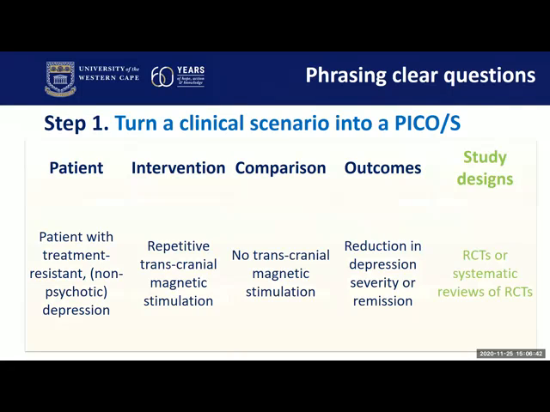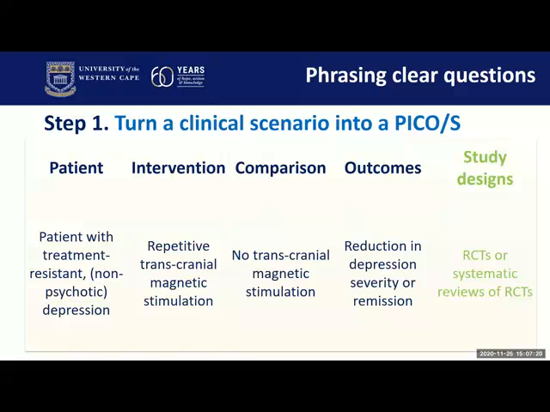Now, we've had the clinical scenario. We know it's a patient with treatment-resistant non-psychotic depression. The intervention, the new thing that you're looking at, is repetitive transcranial magnetic stimulation, and the comparison would be other treatments other than the intervention, so no transcranial magnetic stimulation. Okay, the outcomes are very clear. You want to have a reduction in depression severity, or you want to put the patient into remission. So that's how you take a clinical scenario and change it into a PICO.